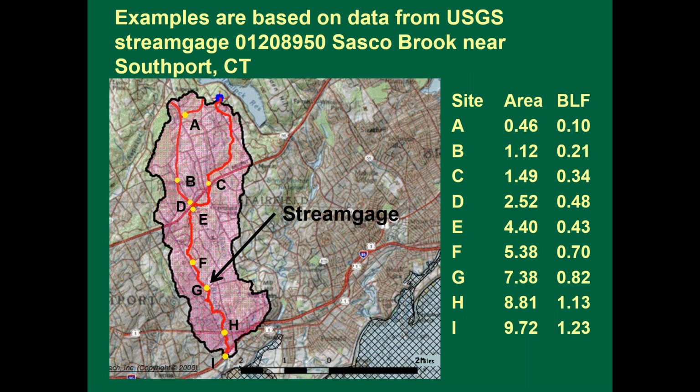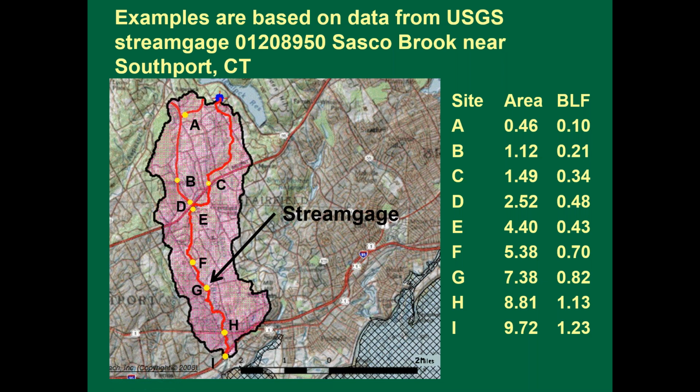Okay, so our example analysis was done by using data for the USGS stream gauge on Sasko Brook near Southport, Connecticut. The streamflow and water quality data from the gauge at point G were used to do the analysis. There's an actual water quality monitoring station down here on Farm Hill Road. The basin properties for the 8 other sites along the brook and its tributaries were calculated with information and data from the online Connecticut StreamStats application.